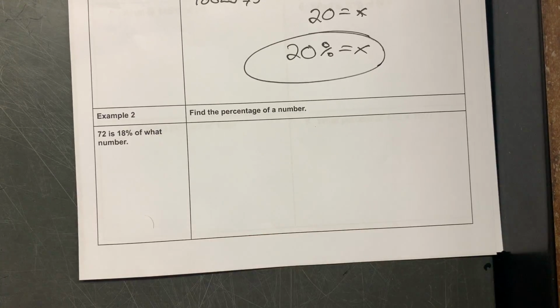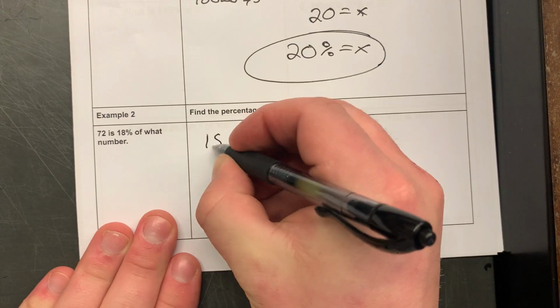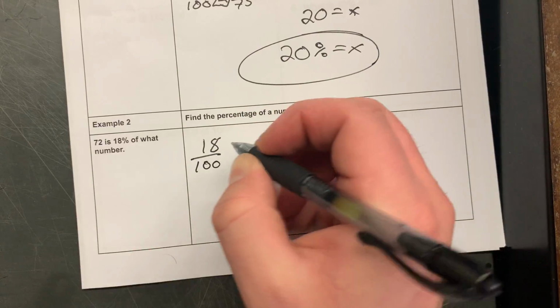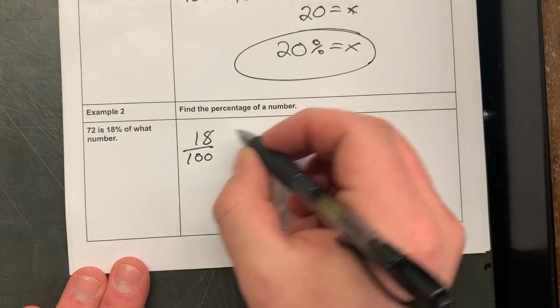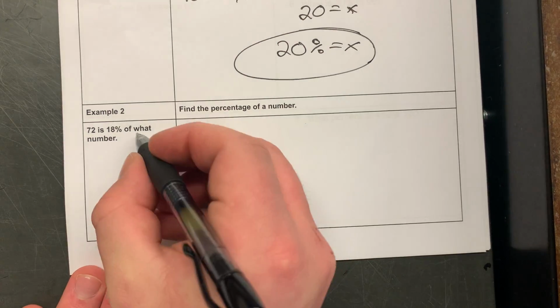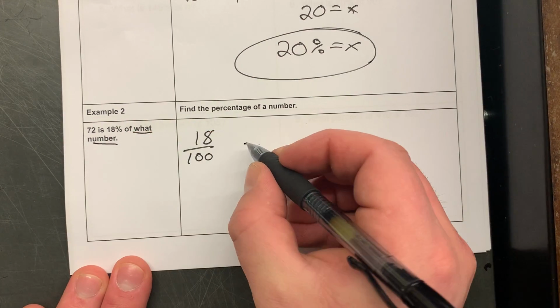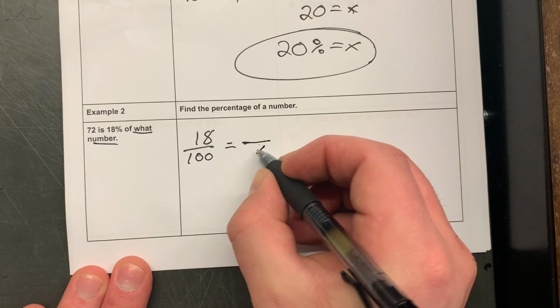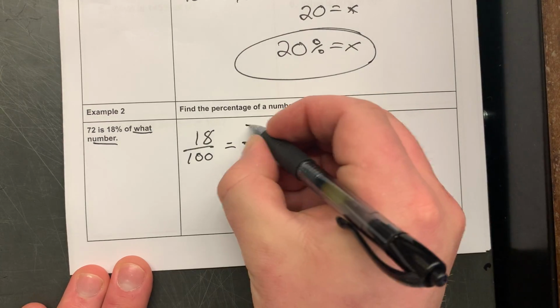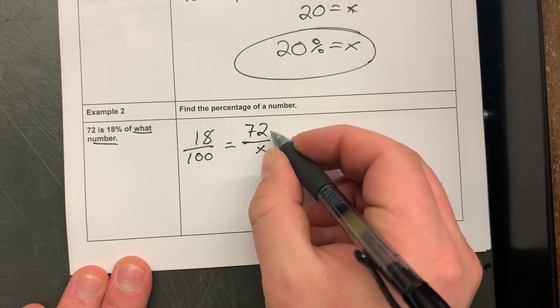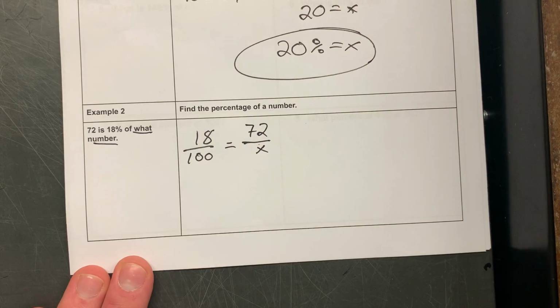I move down to the bottom. This is the last type of problem that I have. So 72 is 18%, so I know my percentage right away. 18% is what I'm looking for. So I'm trying to find 72 is 18% of what number. So we don't know the number that we're dealing with, so we're going to set that as over x. 72 is 18% of what?